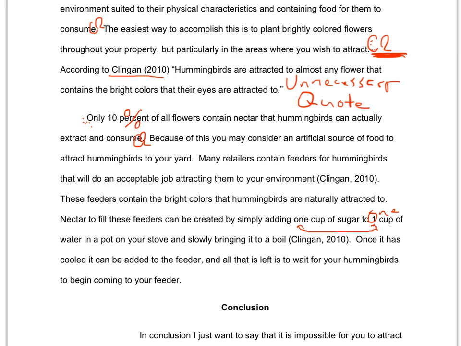But anyway, nectar to fill these feeders can be created by simply adding 1 cup of sugar to 1 cup of water in a pot on your stove and slowly bringing to a boil. Citation, good. Once it has cooled, it can be added to the feeder, and all that is left is to wait for your hummingbirds to begin coming to your feeder. No citation needed. It's my information. It's the writer's information. I'm interpreting.